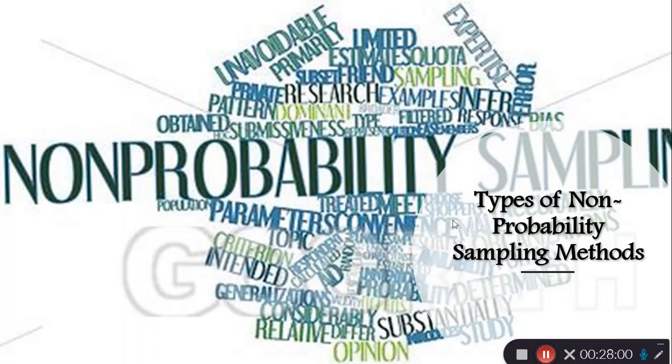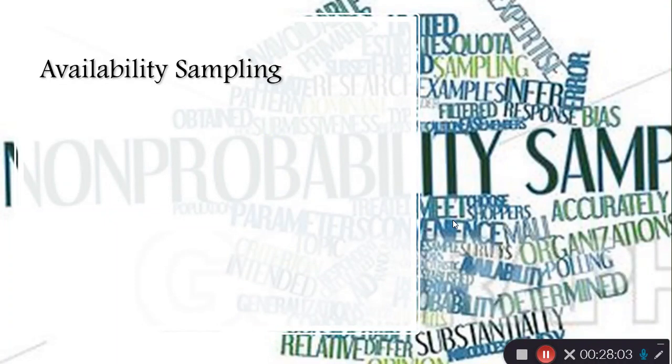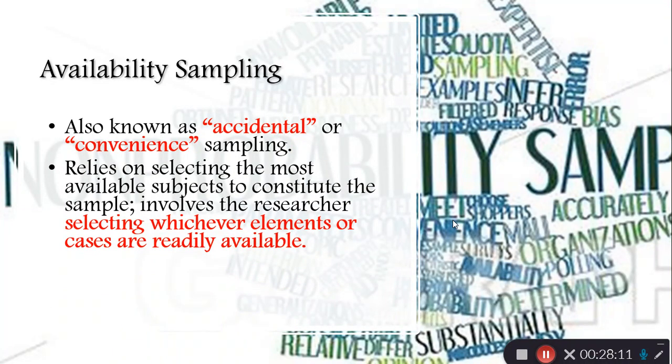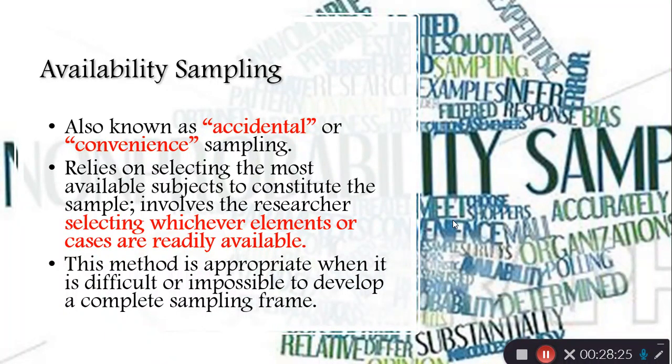So let's look at types of non-probability sampling methods. The first type is availability sampling, also known as accidental or convenience sampling. This type of sampling method relies on selecting the most available subjects to constitute a sample, and it involves a researcher selecting whichever elements or cases in the population are readily available. This method is appropriate when it is difficult or impossible to develop a complete sampling frame. In other words, availability sampling, just as the idea suggests, is a matter of sampling those individuals that happen to be readily available at the time of our study.